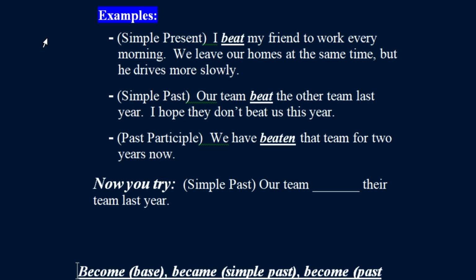Examples. Simple present. I beat my friend to work every morning. We leave our homes at the same time, but he drives more slowly. Simple past. Our team beat the other team last year. I hope they don't beat us again this year. Past participle. We have beaten that team for 2 years now.